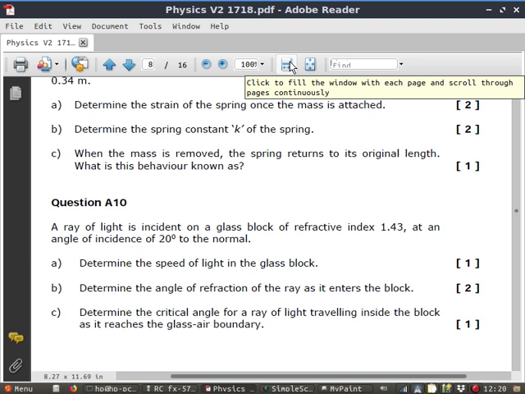What's incidence mean? I and R, the two angles. Incidence means theta 1. Yeah, the first one is a verb, and the second one is a noun.